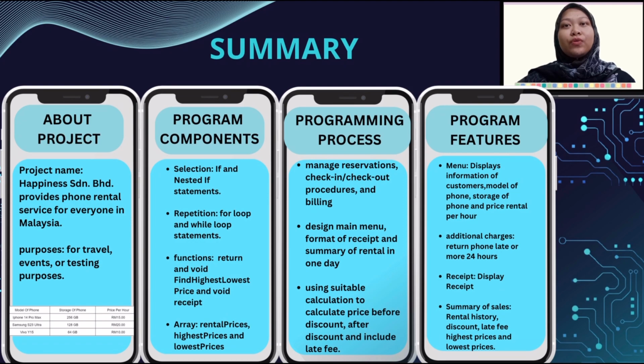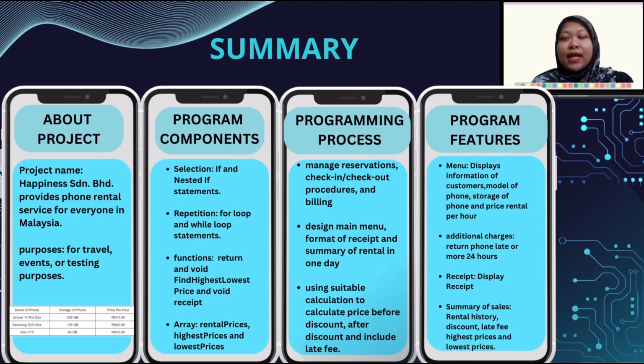So, for the CSC126 group project, our group has been providing a rental service named Happiness in Neighborhood. Customers can use different types of phones for travel, events, or testing purposes without buying a new phone. These are the phone models that we provide for customers, such as iPhone 14 Pro Max that has 256 GB of storage and the price per hour is 15 ringgit. Next, Samsung S23 Ultra, which has 128 GB of storage and the price per hour is 20 ringgit. Lastly, Vivo Y15 with 64 GB of storage and the price per hour is 10 ringgit.